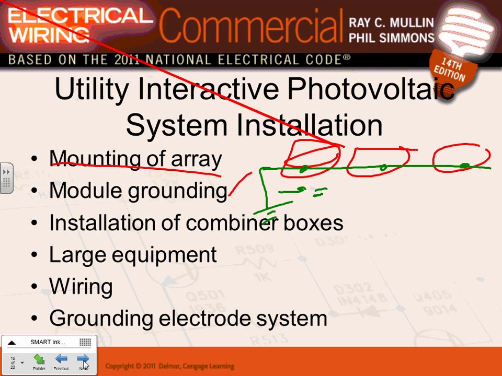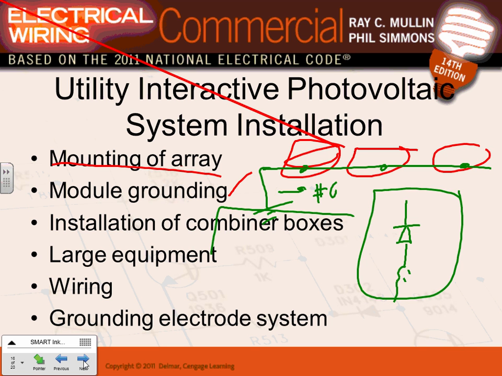This is typically number 6 copper. Because of lightning and everything else, they take each one of these panels, tie it right underneath, and pull them all the way to the ground. Combiner box, that's where you bring the strings, guys. You bring your string and you put the diodes, remember these diodes business, and the fuses. You put them in that combiner box.